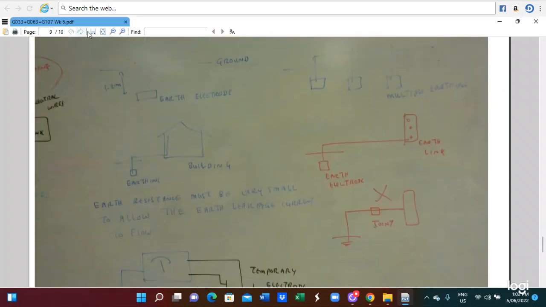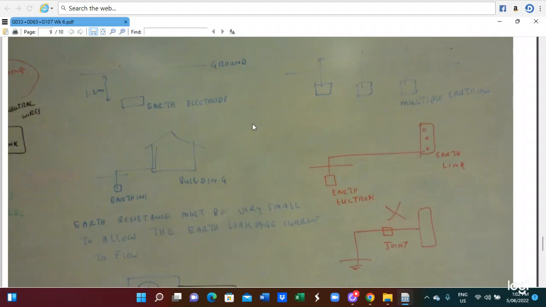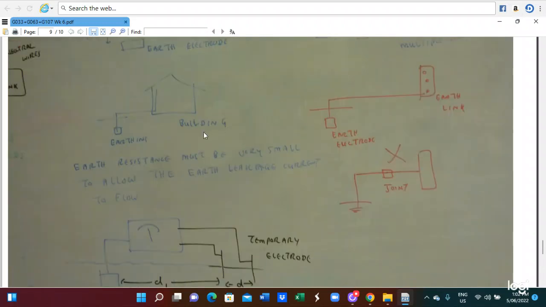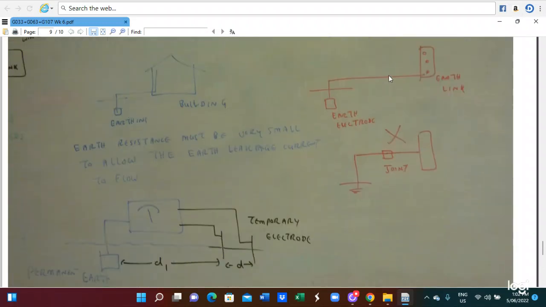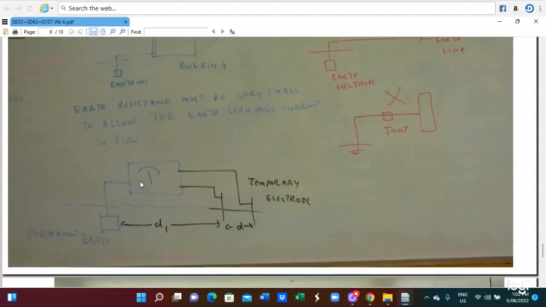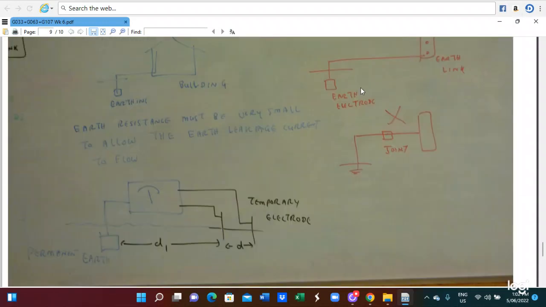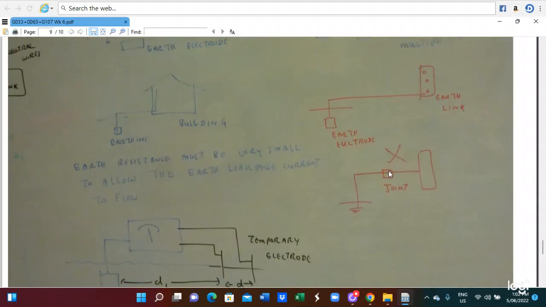The earth electrode should be buried under half a meter. So this is the multiple earth connection, the earthing and the bonding electrical connection. Also, this is the earth resistance measurement method connection diagram. We have to utilize the electrode, but we cannot make a joint. We can't make a joint in the earthing wire.